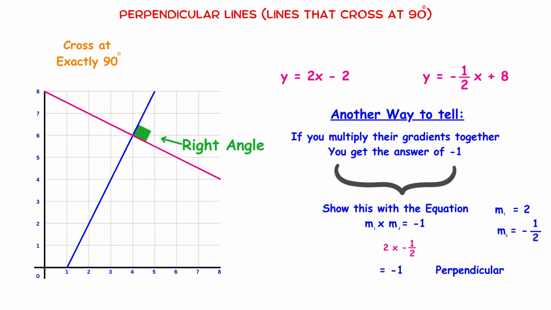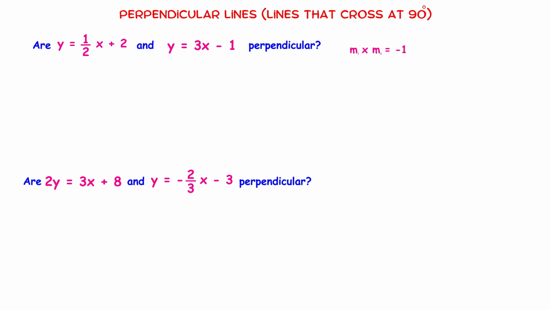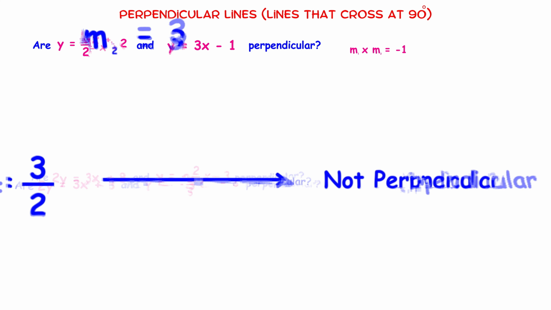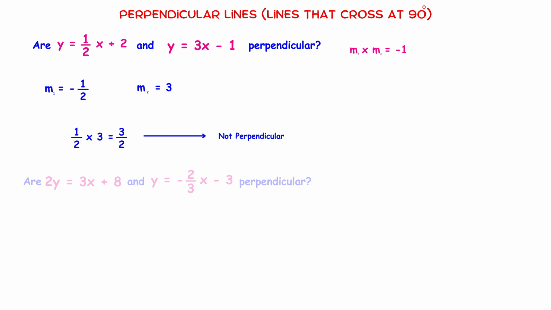Let's try and use the same idea to try these two questions, where in both cases we're given two equations, and we need to find out whether the lines they represent are perpendicular or not. So for this first question, we can see that the gradients of our lines are 1/2 and 3, so we know that m1 is a half and m2 is 3. So to check if they're perpendicular, we need to multiply their gradients by doing 1/2 times 3, which gives us 3 over 2, not minus 1. So we know that these two lines are not perpendicular.